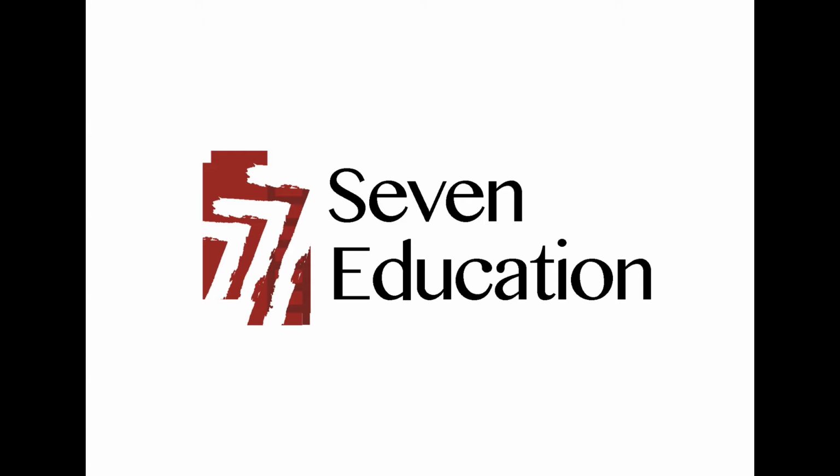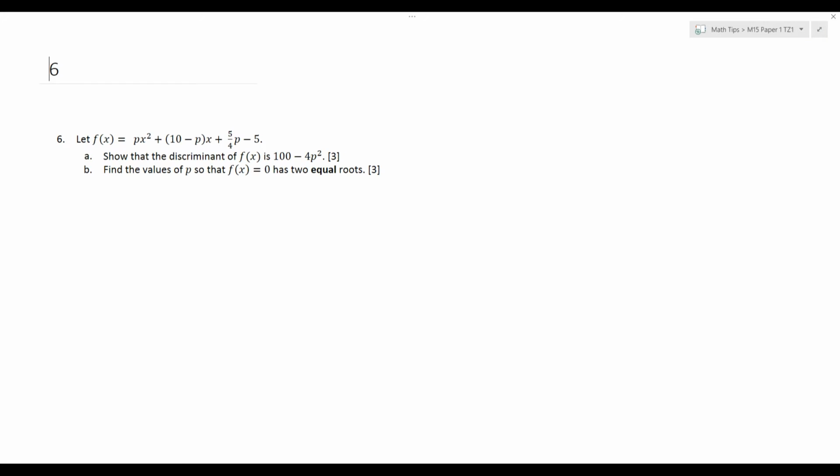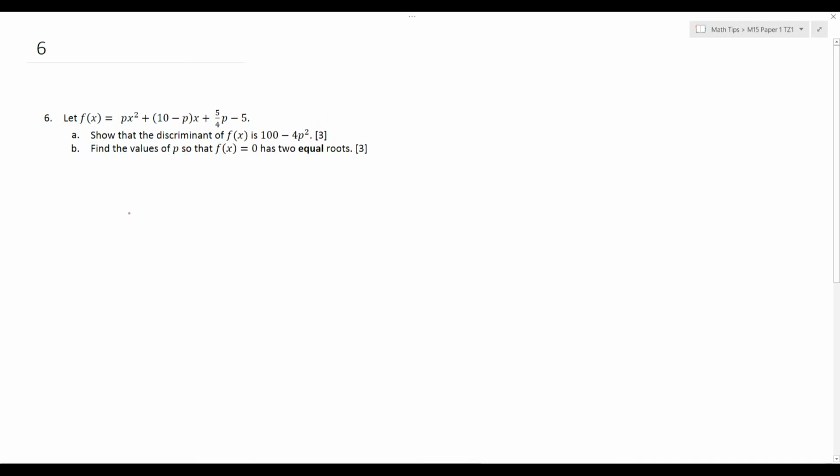Okay, so today we have question number 6. Let f of x equal px squared, and obviously it's going to be about the discriminant. Actually, the first part showed that the discriminant of f of x is 100 minus 15p minus 4p squared. So what is the discriminant?